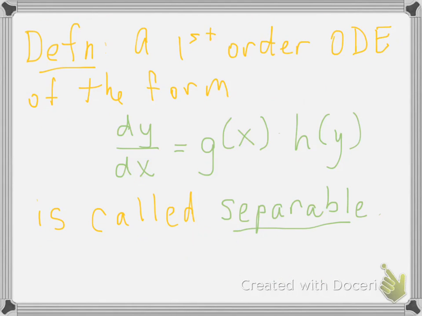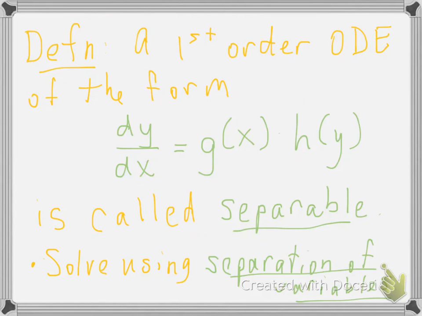The definition is as follows. We will say a first order ordinary differential equation of the form dy/dx equals g of x times h of y is called separable. So here the quote-unquote right-hand side of the differential equation can be written as the product of two functions, one of which depends only on x and the other depends only on y. And if we have a separable differential equation, we will solve it using what's called separation of variables. And I'll demonstrate that later in the video.